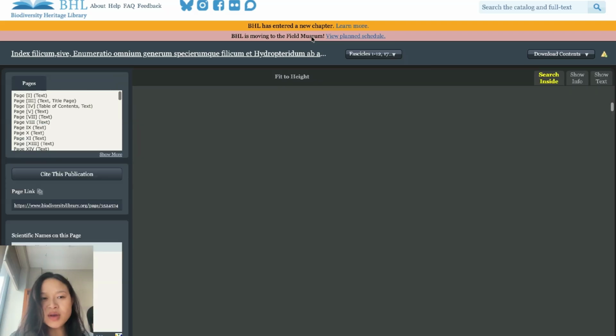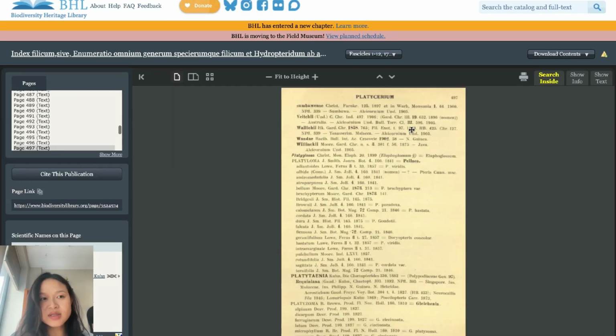Another really good website is BHL, the Biodiversity Heritage Library, and it gives you the page scan, which is on page 497 of that publication, where veitchii was mentioned. I found this really, really neat. It just gives you a whole provenance of this plant.